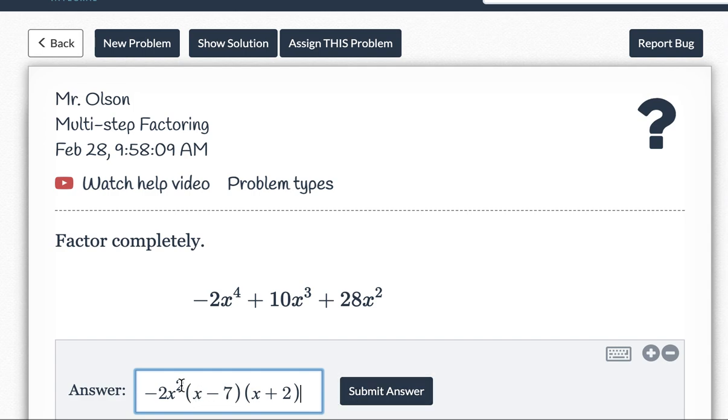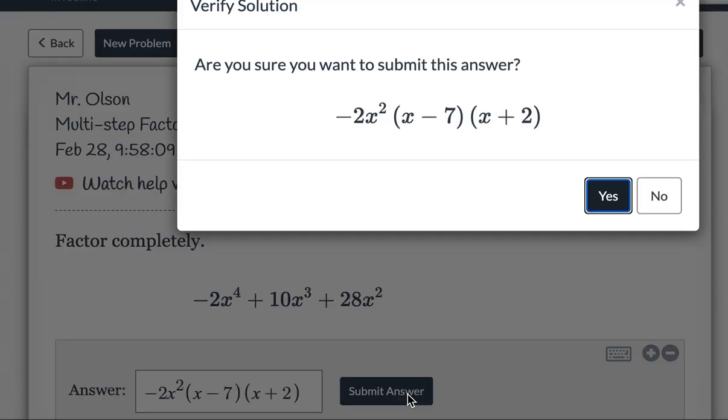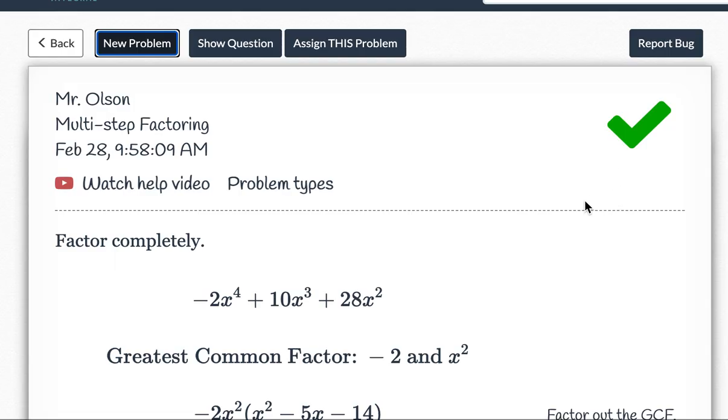Now, ask yourself, could I factor this anymore? Well, no, I could just write it as 2 times x, but there's no other factoring that can be done. I don't think they want you to write it as 2 times x. We'll see. If they want you to write it as 2 with a separate x and a separate x, that's okay. Submit answer. Yes. Okay, so they're good with that.